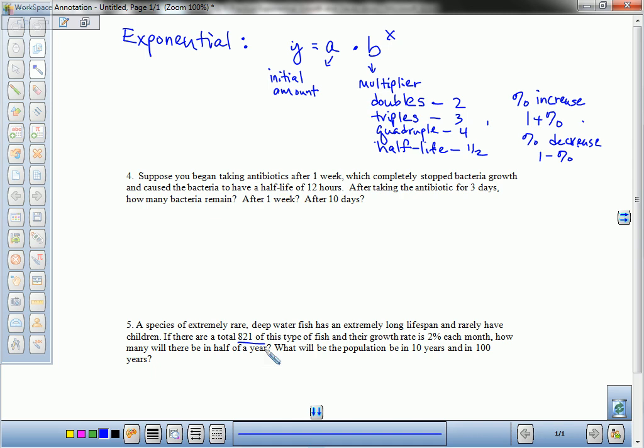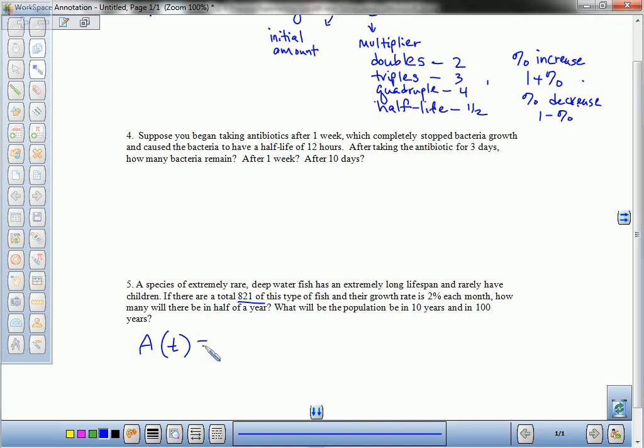This represents our number of time periods. So let's keep reading and see if we can find all these things for this specific problem. So this is our initial amount. When I'm starting to model this, the amount of fish left after a given period of time, we start off with 821. That's our initial amount of fish.